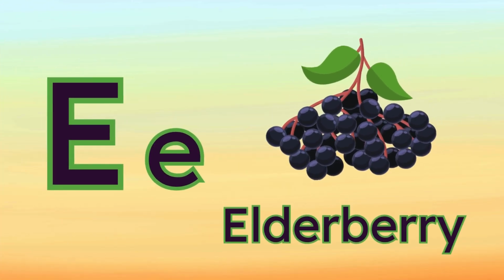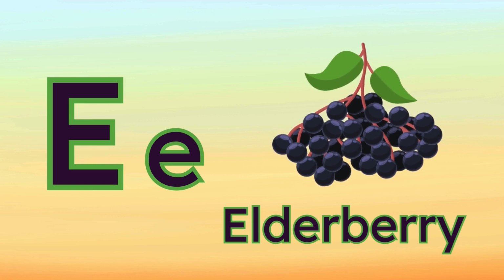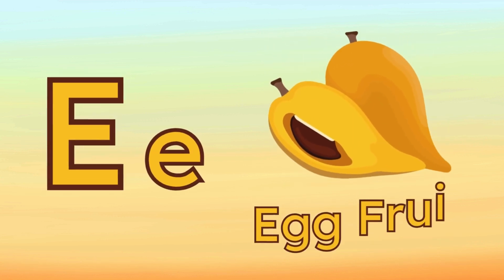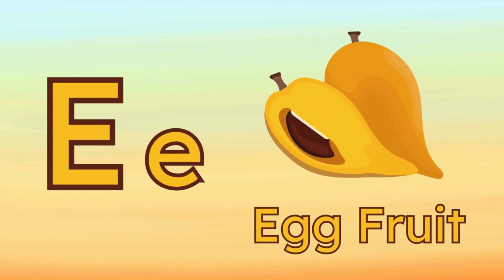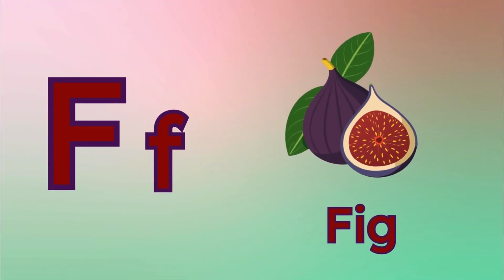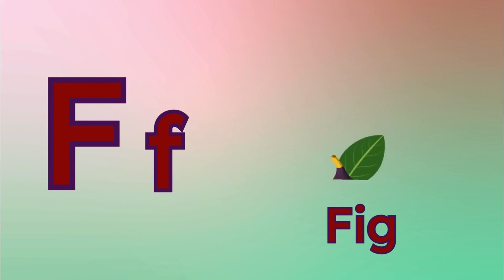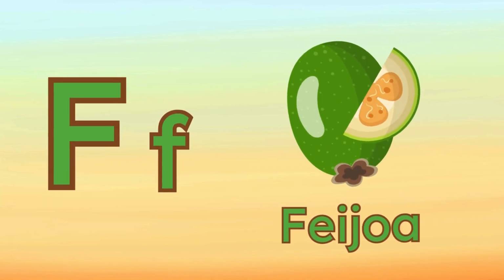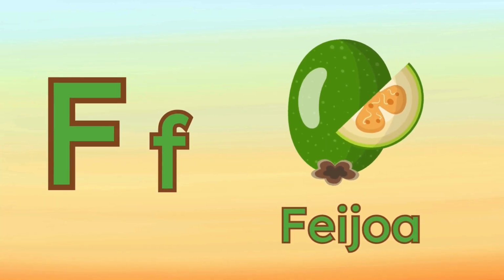E. Elderberry. E is for elderberry. E. Egg fruit. E is for egg fruit. F. Fig. F is for fig. F. Feijoa. F is for feijoa.